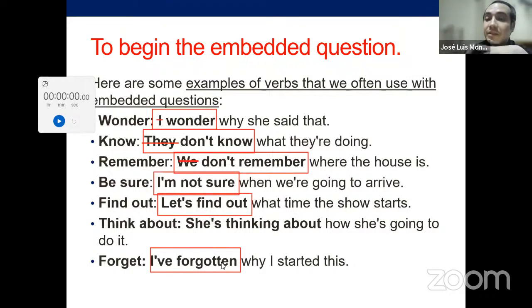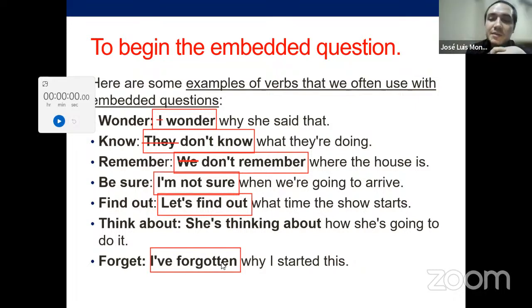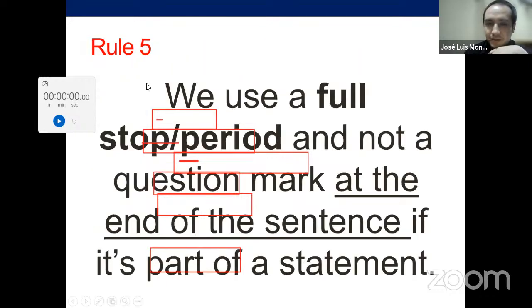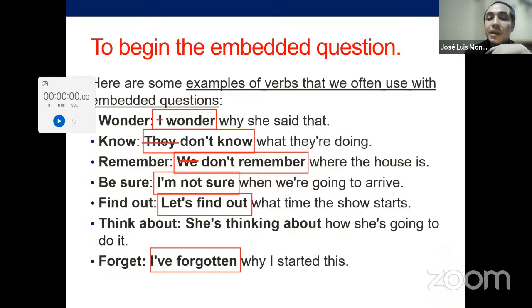All right, it's 75% correct. What do you think could be the mistake there, Evelyn? Remember, I'm going to show you something that can help. Remember, we use normal sentence grammar. We don't need do, does, or did. Imagine that it's not a question, Evelyn. Imagine that it's a sentence. So actually, let's do something. How do you change where does she work to an affirmative statement, Evelyn?